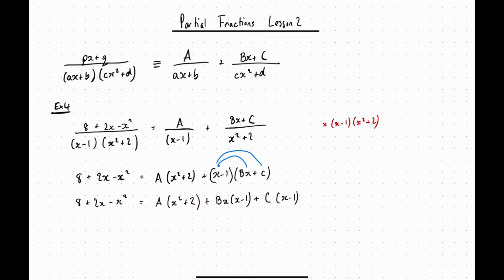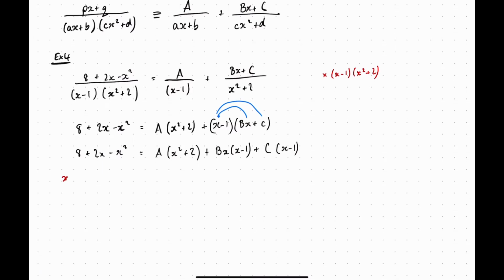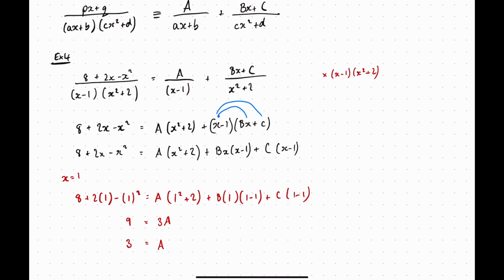So we're going to use x is equal to 1, which gives me 8 plus 2 lots of 1 minus 1 squared on the left is equal to A(1 squared plus 2) plus B lots of 1 minus 1, which will be 0, and C lots of 1 minus 1, which would also be 0, giving me, well, let's actually write this out. So 8 plus 2 minus 1 is 9, is equal to 3A, and nothing else, and A is equal to 3. Cool, so that is A.